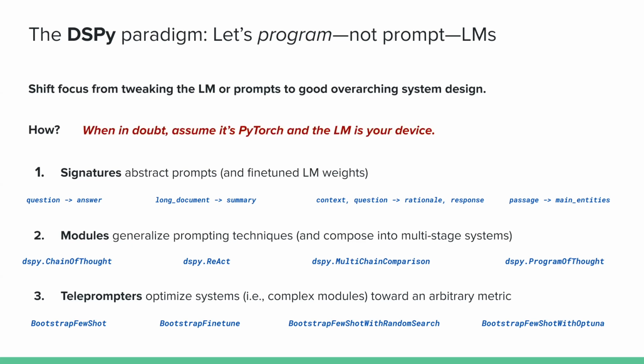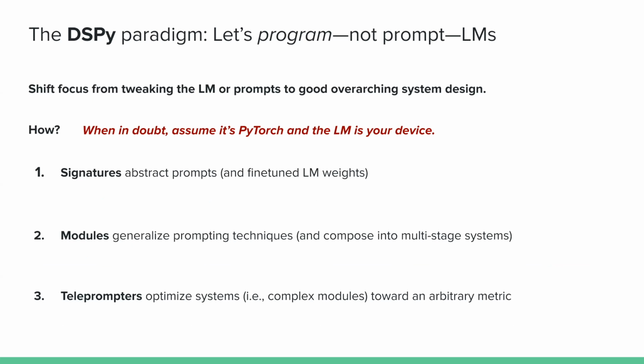So let's see this concretely. But before that, if you're familiar with neural networks, you can easily assume anything is the way it would be in PyTorch if the language model was your device. And 9 times out of 10, by design, your guesses will be right. And this is one of the reasons I think people pick up DSPy pretty quickly. So if you're familiar with neural networks, that's going to help. If not, it's not an issue.